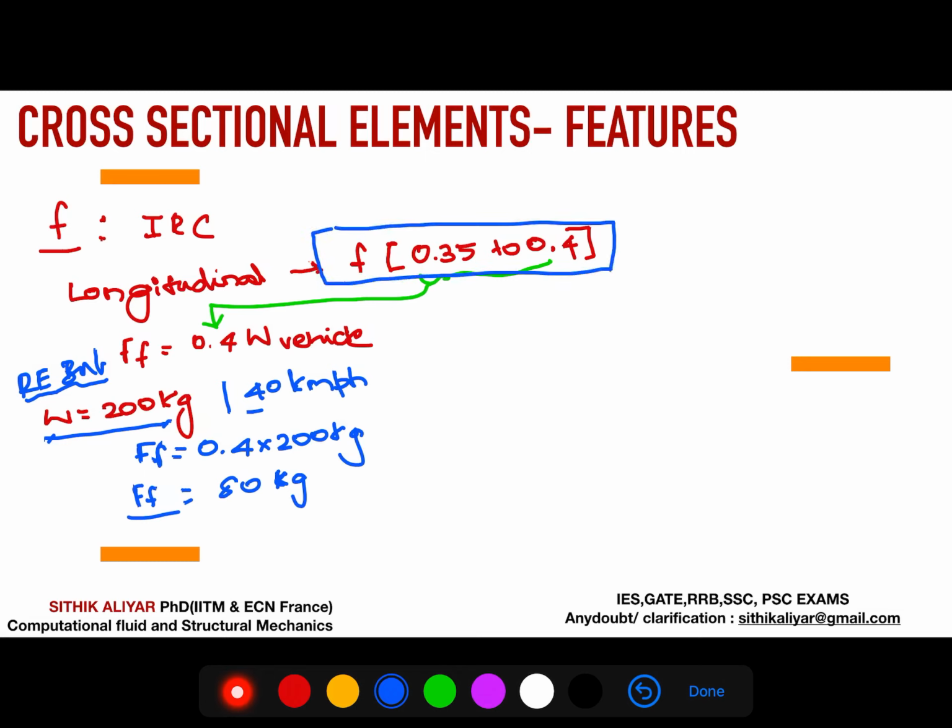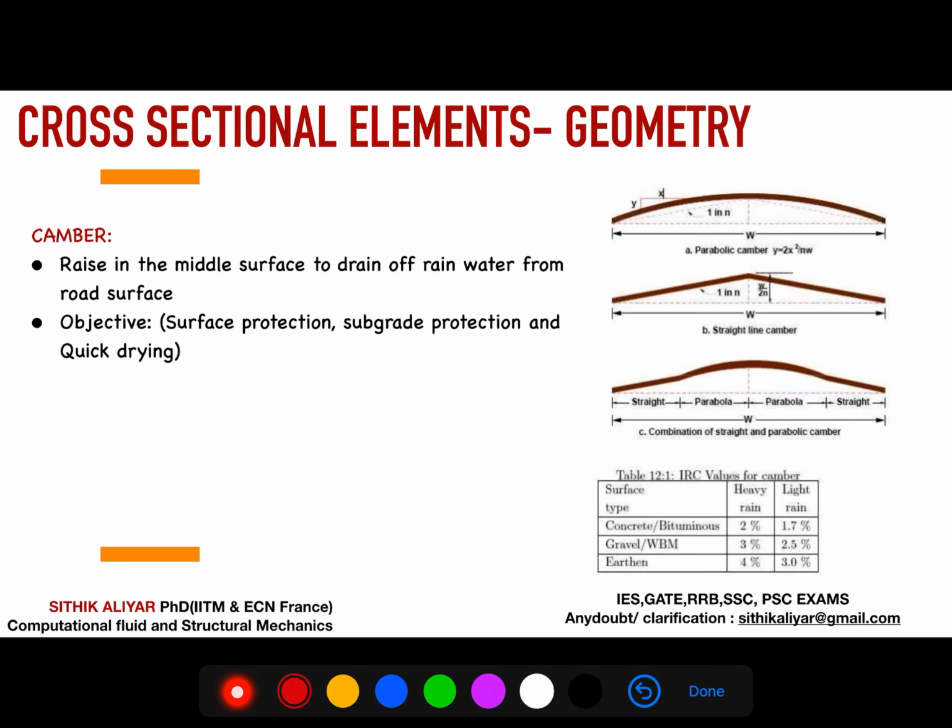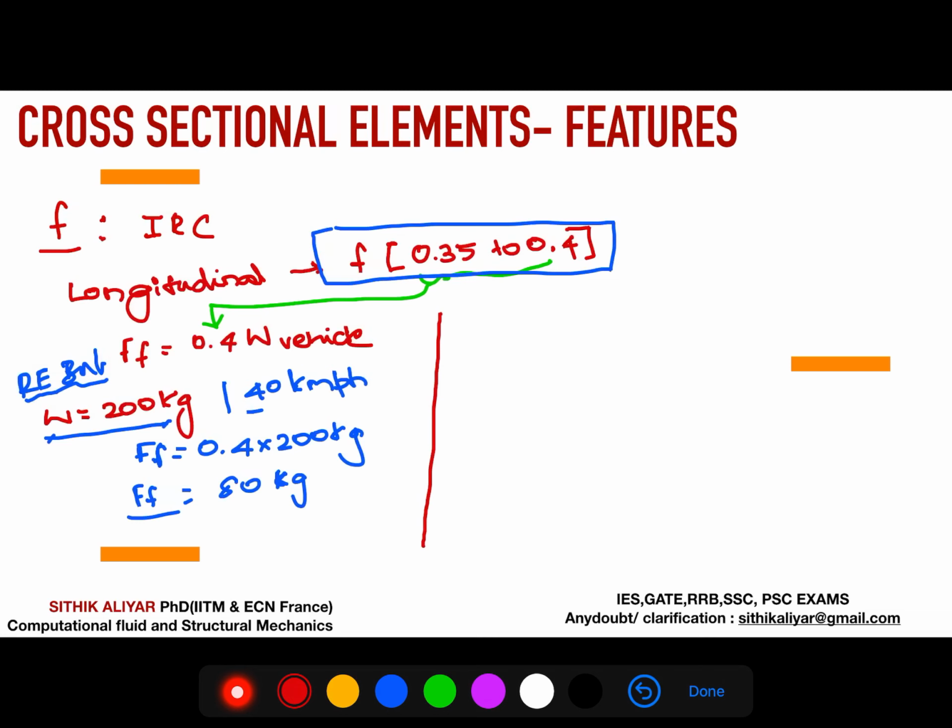The longitudinal friction given by IRC varies, based on the speed, from 0.35 to 0.4. Similarly, for lateral friction, IRC has given a value of 0.15. I hope you understood what the lateral friction is, in this direction, in the width direction.